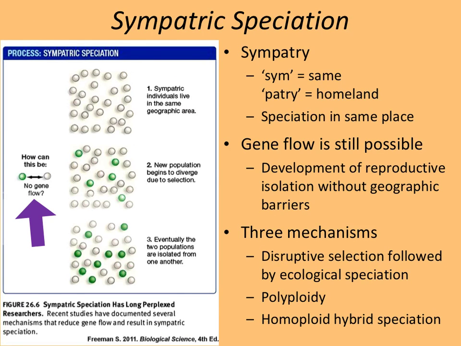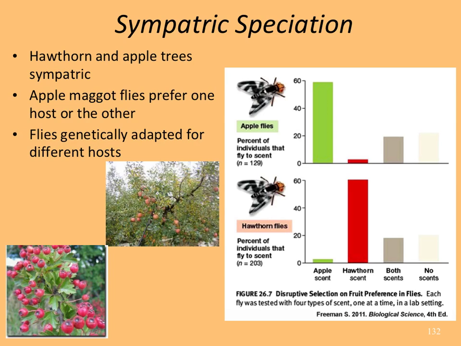And then sympatric speciation is where we're going to end up. You start out with a population, and you have different alleles. New populations might be feeding on something different because of, let's say, in fact, I'll show you. You have these apple flies and hawthorn flies.